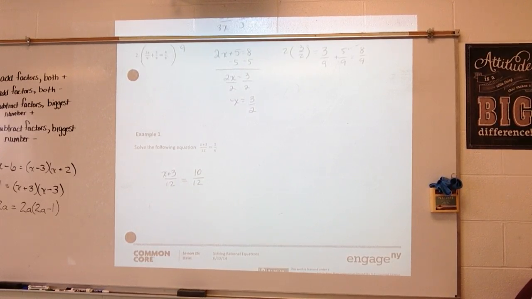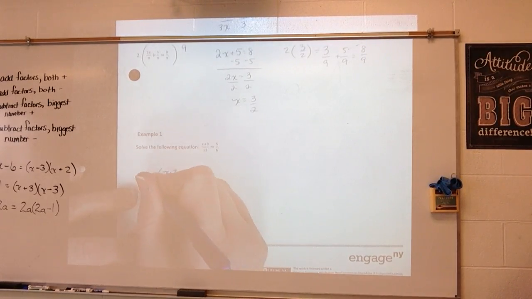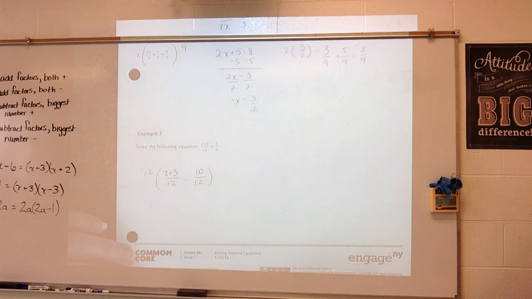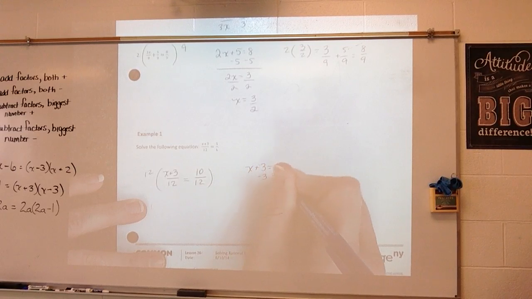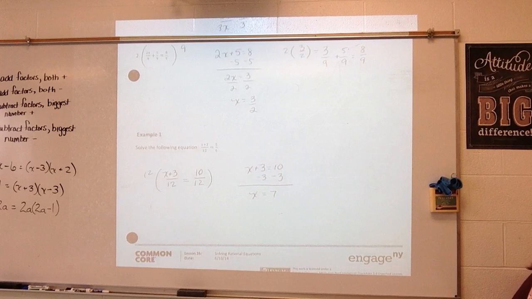Alright. At this point in time, I can multiply through by 12. When I do that, 12 divided by 12 is 1. 12 divided by 12 is 1. So I get x plus 3 is equal to 10. Subtract my 3. And I get x is equal to 7. Alright, so we see that our solution is 7.